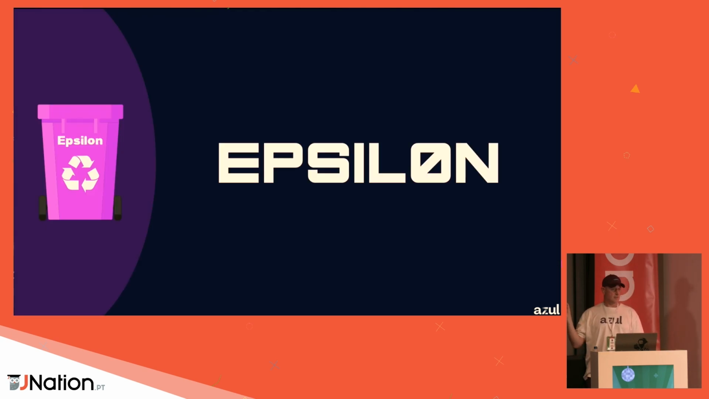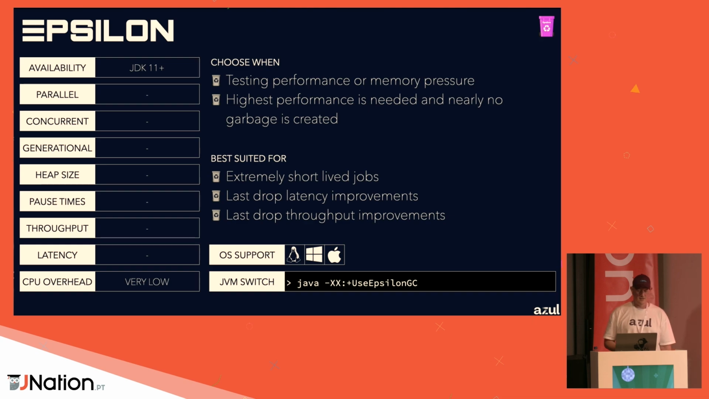And that leads me to Epsilon. Who knows Epsilon? Has someone ever heard about that? One? Yeah, it's an interesting collector. It's the no-collection collector. It doesn't do anything. There is no garbage collection here. Does it make sense? It makes sense for some specific use cases. For example, if you would like to test your application's pure code performance, and you use a garbage collector, then the garbage collector will always be part of the measurement, right? Because you have no influence on when the garbage collection will happen. If you would like to get rid of garbage collection altogether, you have to use this one.